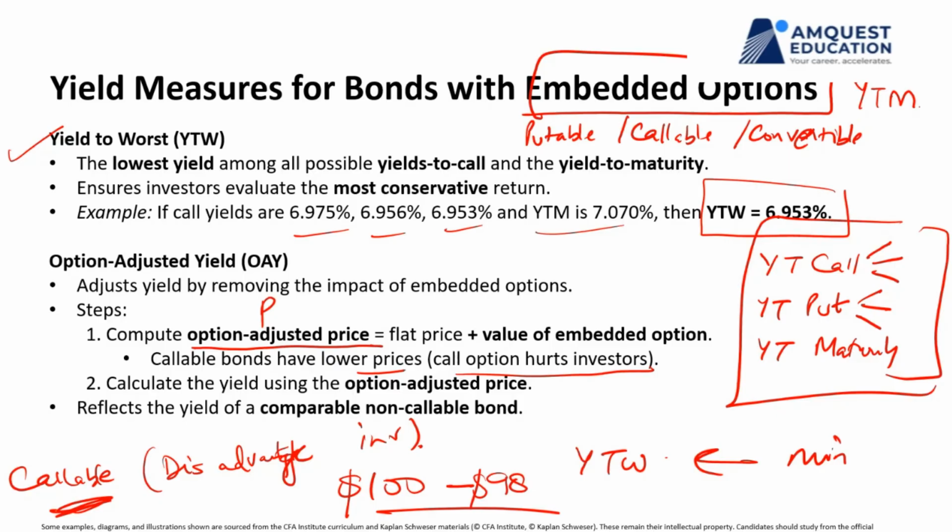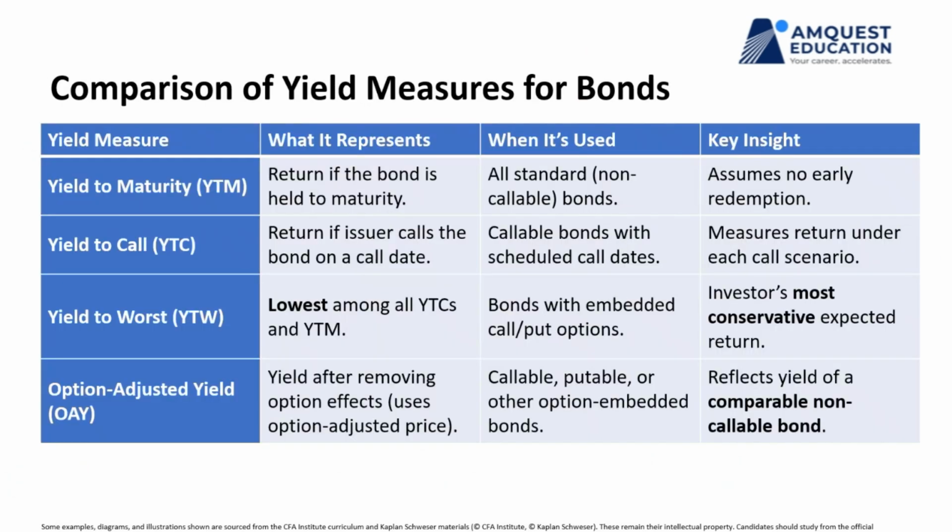So the need for an OAY is that it adjusts yield by removing the impact of embedded options. If you have a yield, it will adjust it lower or higher, and what you get is a yield without any impact of embedded options. What are the other types of yields and what do they represent?